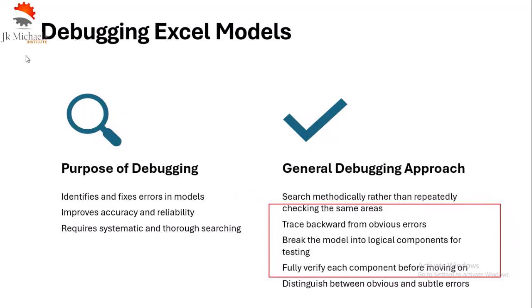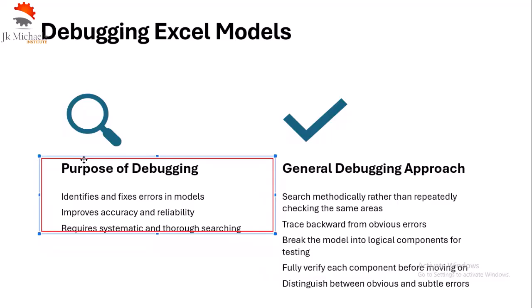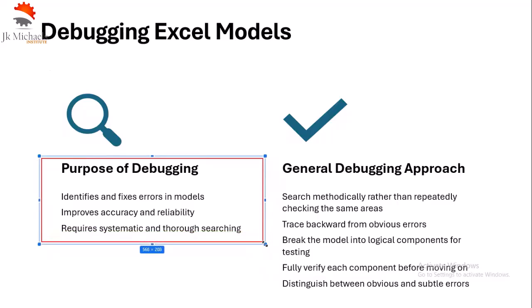Again, what we're talking about is ensuring the usability of your model. That's the most important thing, that it is usable. What's the purpose of debugging? You use debugging to identify and fix errors in the model, right?